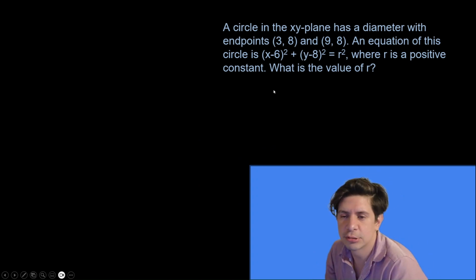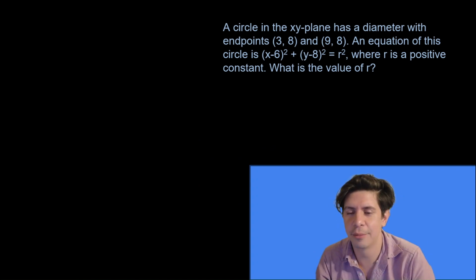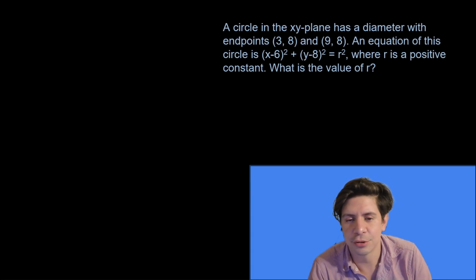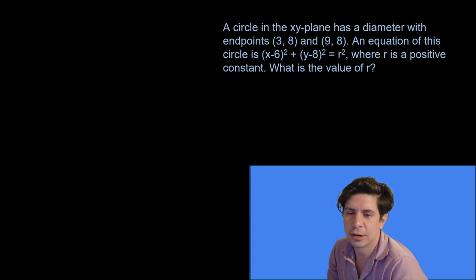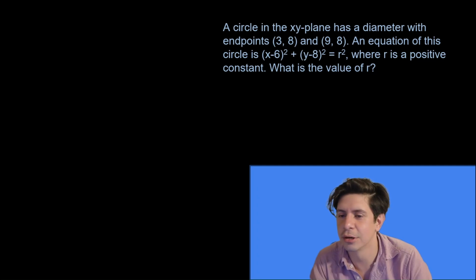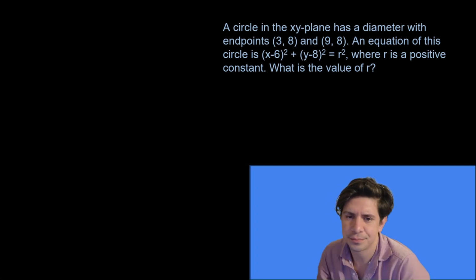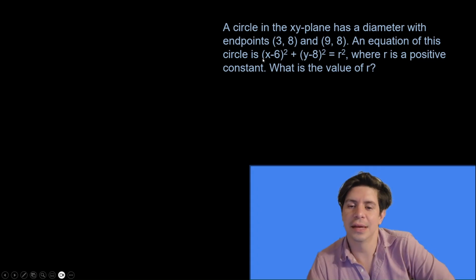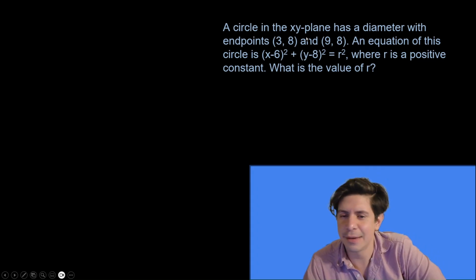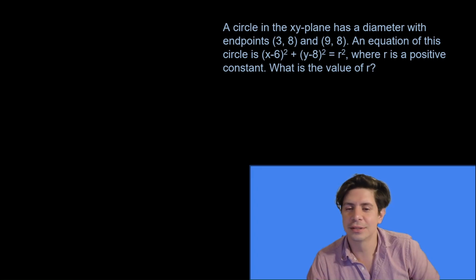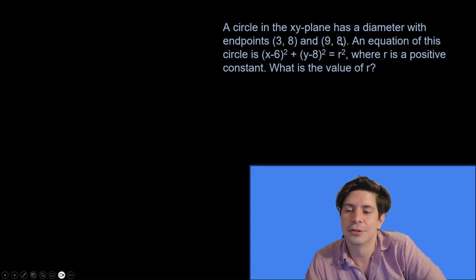A circle in the xy plane has a diameter with endpoints (3, 8) and (9, 8). An equation of the circle is (x minus 6) squared plus (y minus 8) squared equals r squared, where r is a positive constant. What is the value of r? Okay, so notice how the 8 and the 8 are the same. So we don't have to do any fancy schmancy distance formula equation, because that's going to be 0. So the distance between the two endpoints, 3 to 9, is going to be 6.